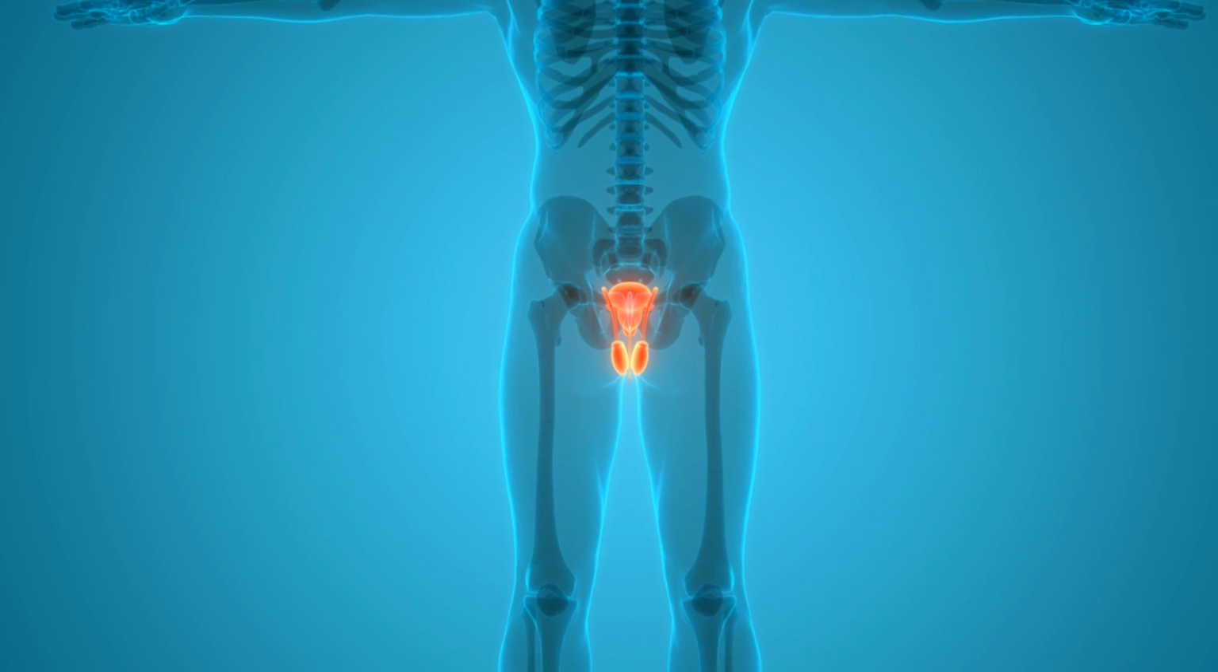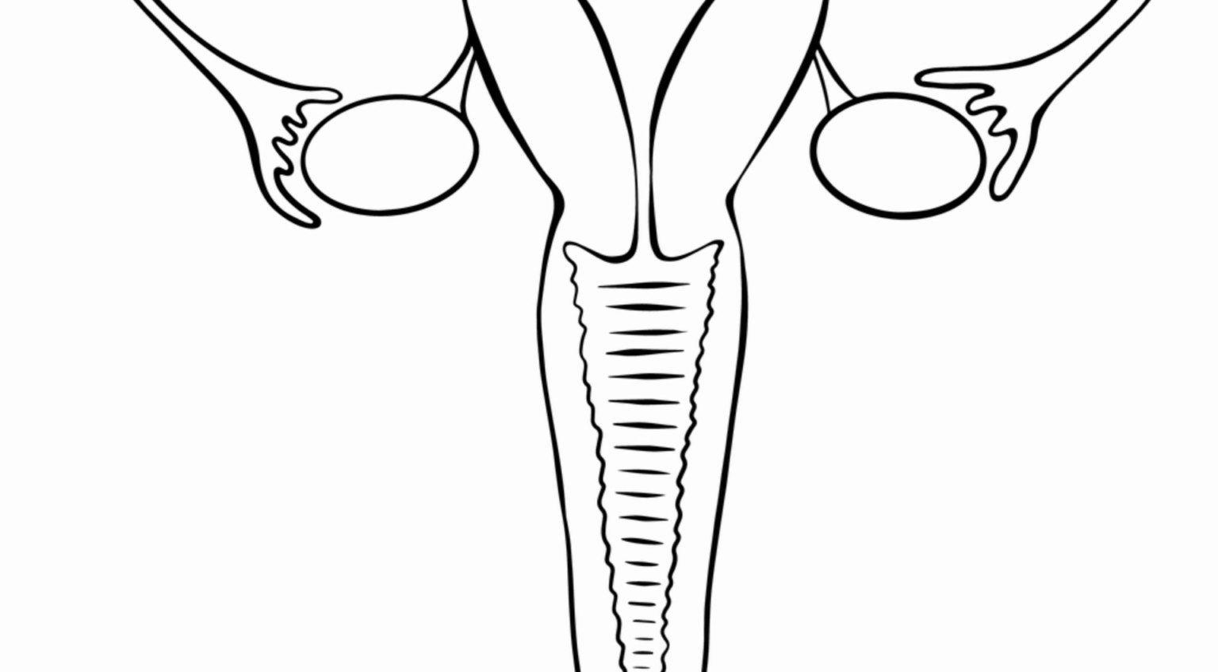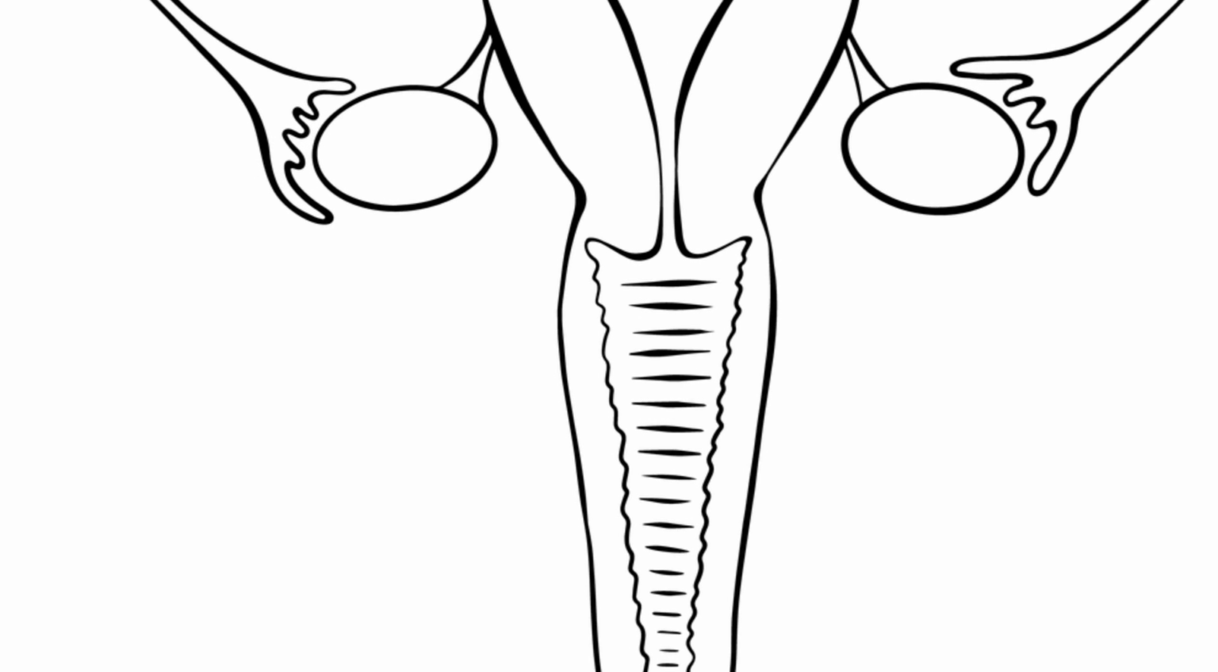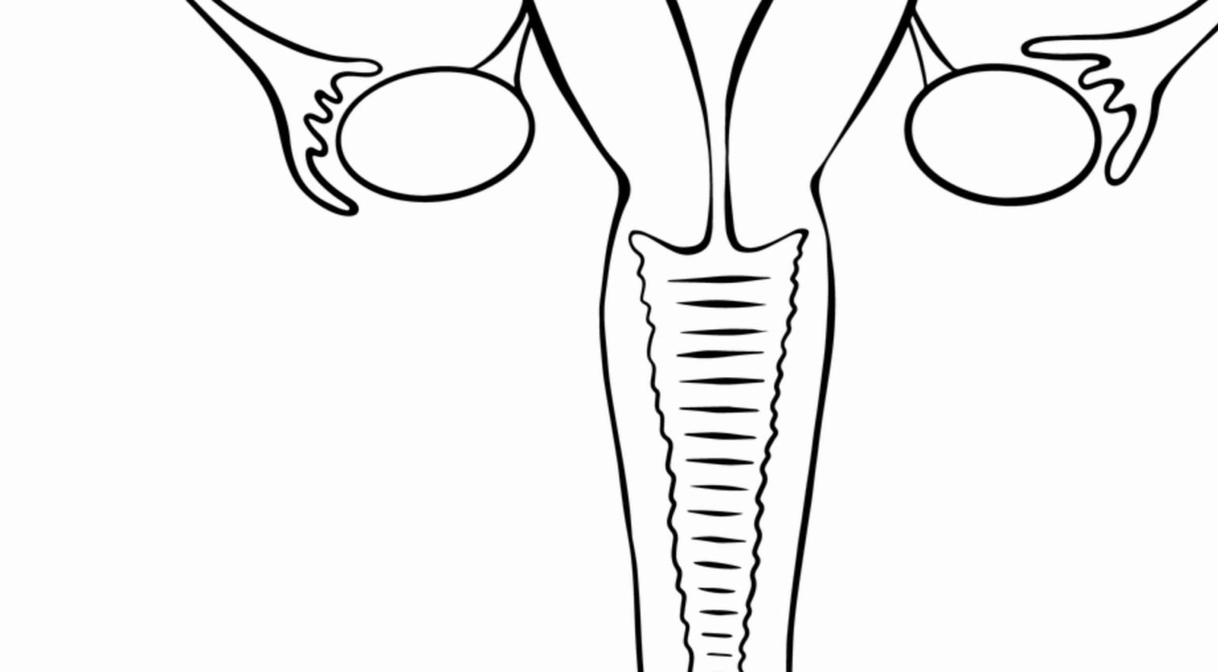The female reproductive system is a complex of internal and external organs responsible for creating eggs, producing hormones like estrogen and progesterone, and carrying a pregnancy from conception to birth. Its primary functions include menstruation, sexual activity, and reproduction.